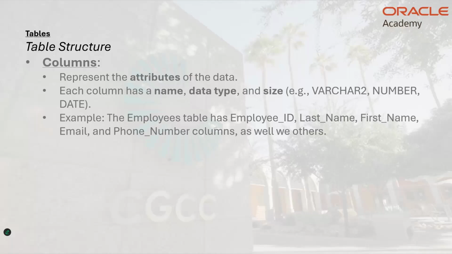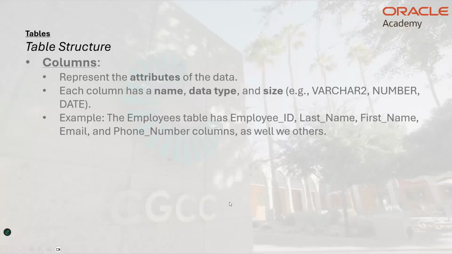All right, what is the structure of a table? Well, you have your columns and rows, and just think vertically and horizontally. Columns represent the attributes of the data. Each column has a name, a data type, and a size. So remember, a column is a collection of data of the same type. We were just tested on that before.